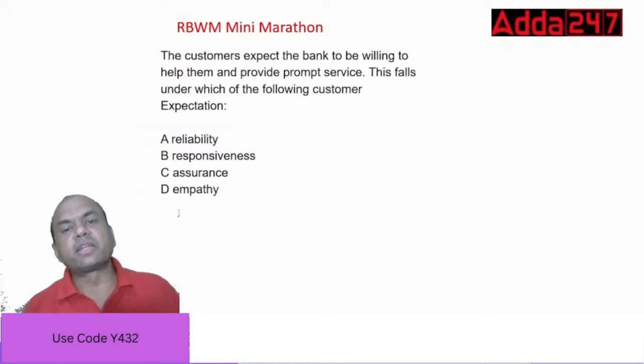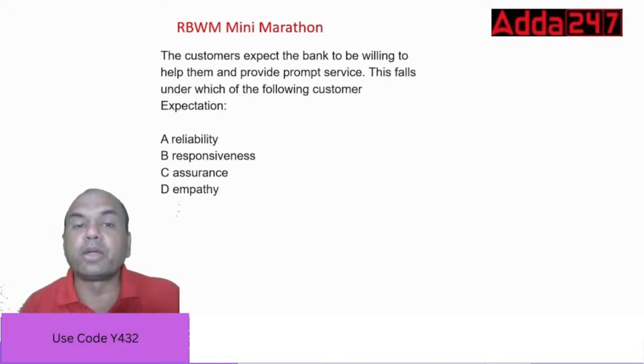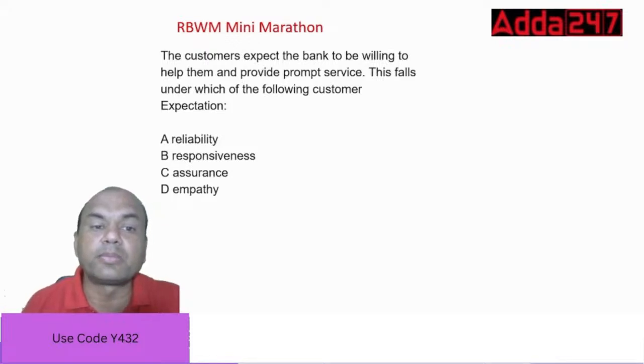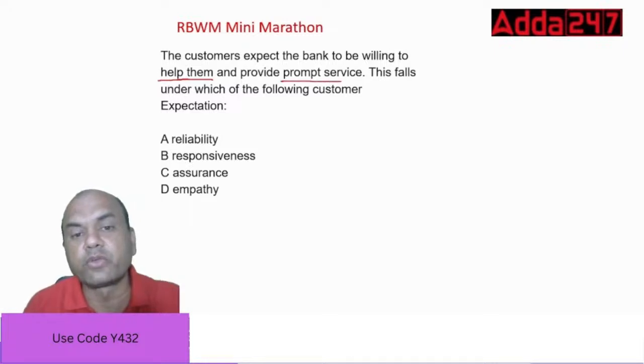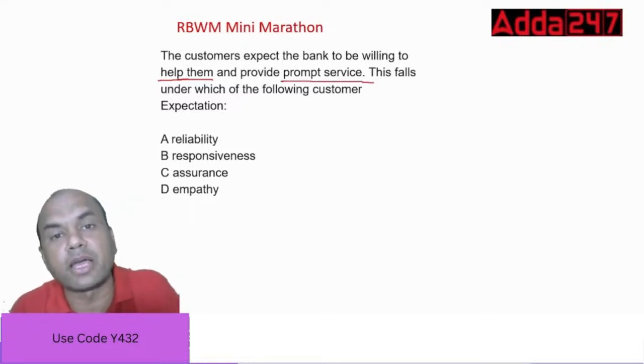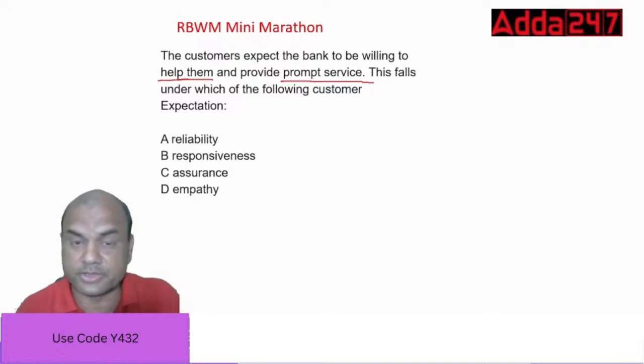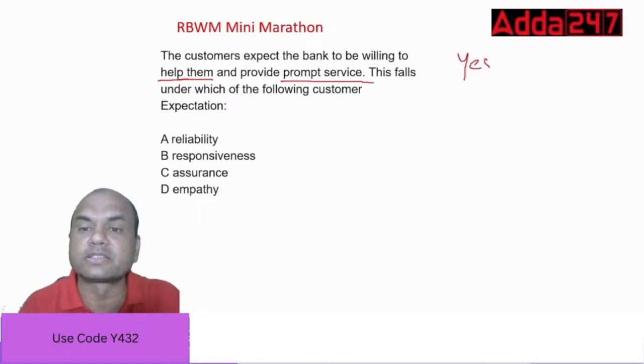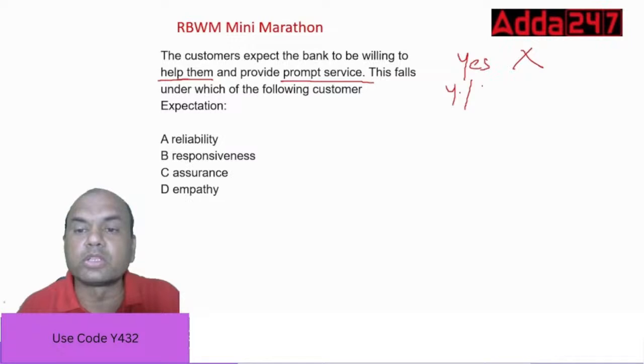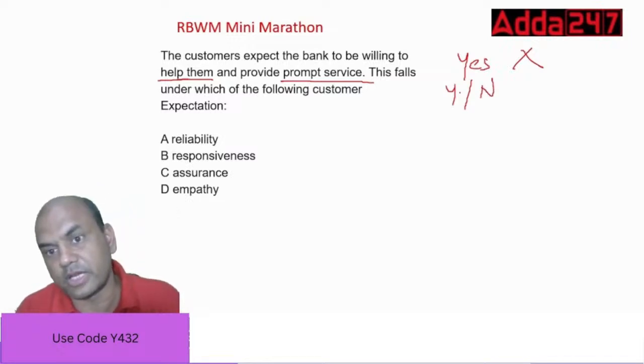The customers expect the bank to be willing to help them and provide prompt service. This falls under which of the following expectations? Here, if you are the customer of the bank, what will you expect? That willing to help them, the bank should help you whenever you require it. And prompt service. If you ask for something, that should be immediately either provided or not provided. Both the things. Here, prompt service doesn't mean always yes. It can be yes also or no also, but speed. Either yes or no, but speed.